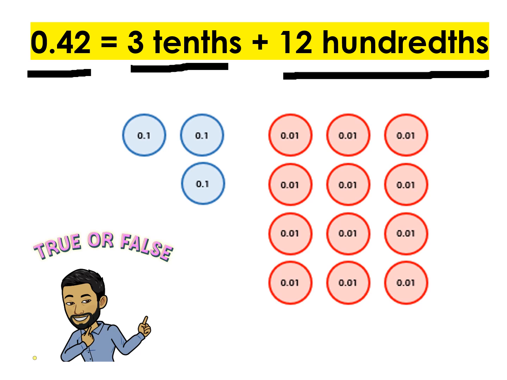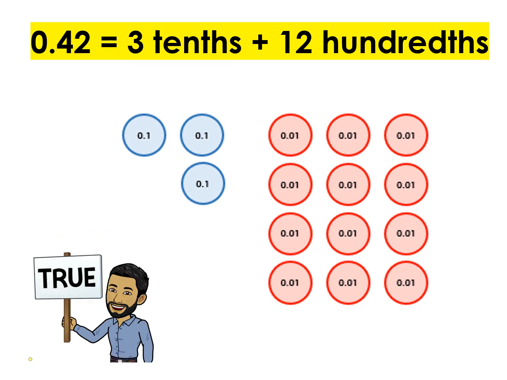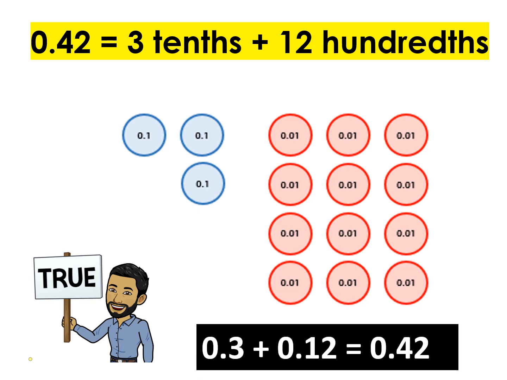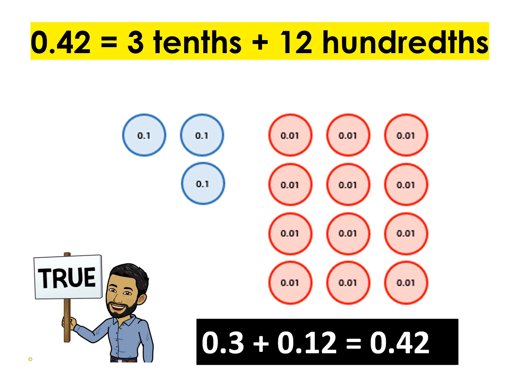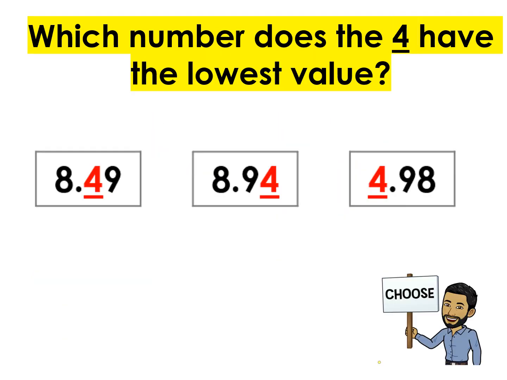Right, let's have a look and see what the answer is. It is in fact true, because if you add 0.3 plus 0.12, you would get an answer of 0.42. Let's have a look at another one.